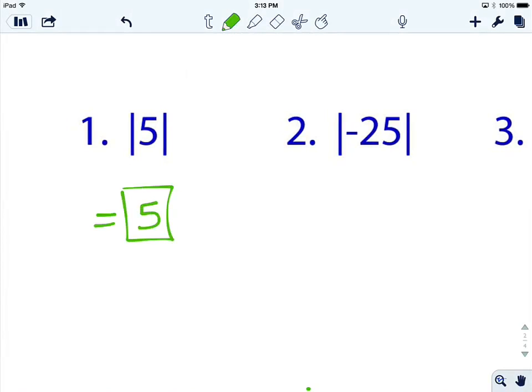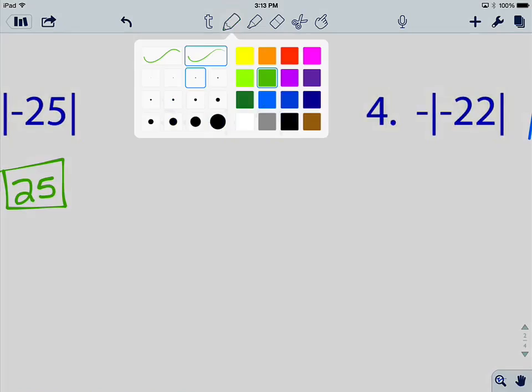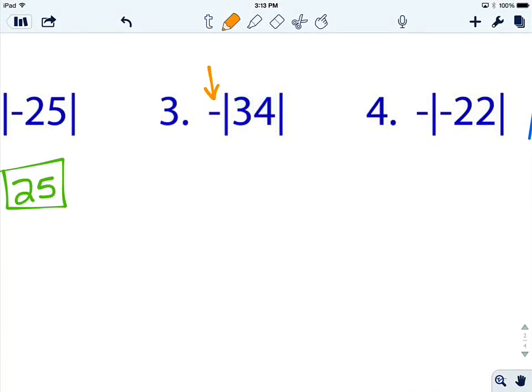So there's number 1. Number 2, the absolute value of 25. Again, I'm just taking that number and making it positive. It's 25. Now, number 3 has a little difference here. I'm going to highlight that we have this negative on the outside. So I've got to hold that negative for just a minute, and I'm going to take care of the absolute value first. I'm going to drop this down, and I'm going to say, what's the absolute value of 34? Well, that's positive 34. And this negative is going to tag along, and now we have a negative 34. And that's okay because we can have a negative answer as long as the negative's not on the inside.